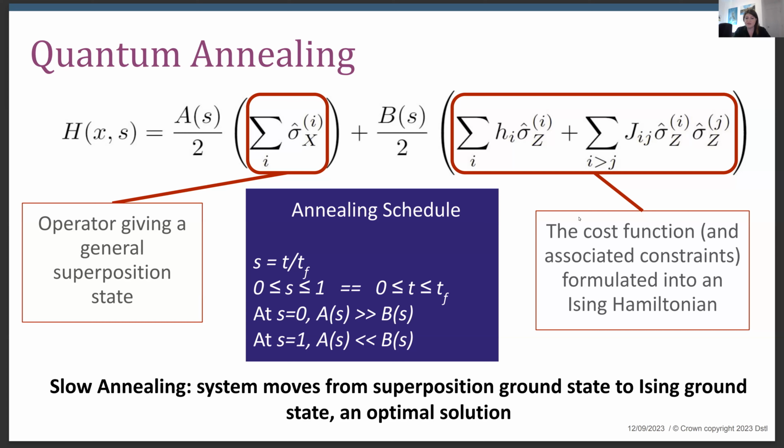So at t equals 0, this system is in a mixed state that is represented by the first term of that equation. And then as the annealing schedule progresses, A decreases and B increases. And if that happens slowly enough, the system will move from being in the first term to being in the ground state of the second term, which should encode the solution to our Hamiltonian.